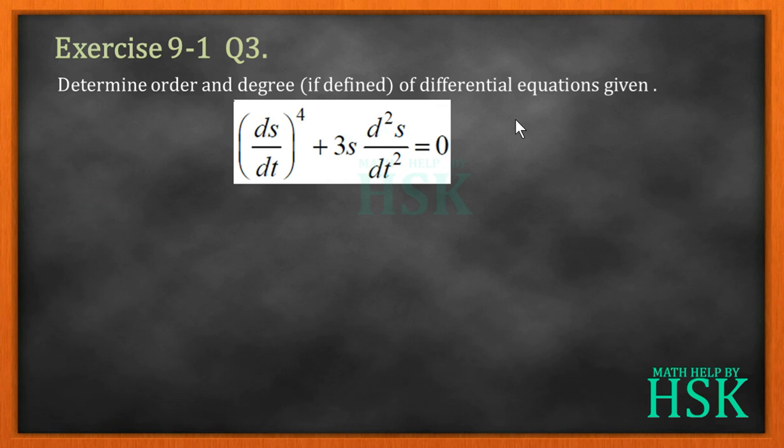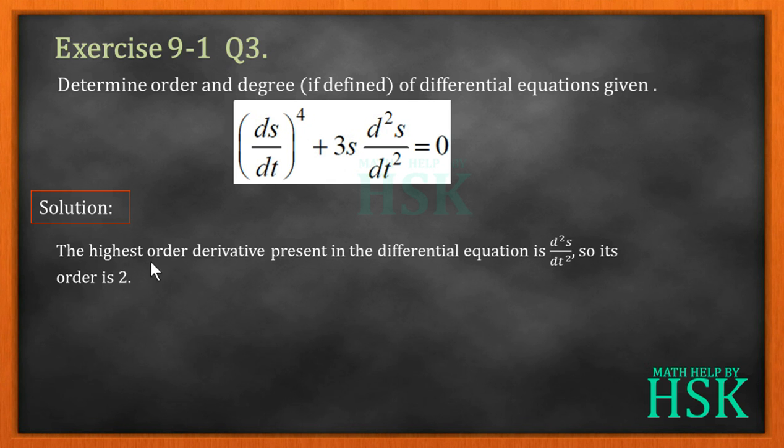Again, taking question number 3, we have been given the differential equation (ds upon dt) raised to the power of 4 plus 3s times d2s upon dt square equal to 0. So this question is quite straightforward. The highest order derivative present in the differential equation is d2s upon dt square, that is the second order derivative of s with respect to t. So its order is 2.